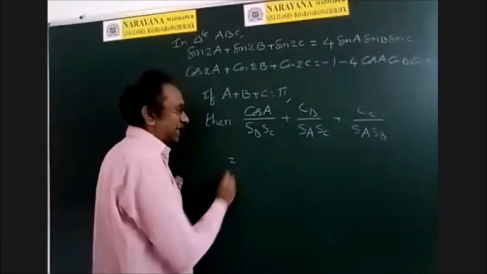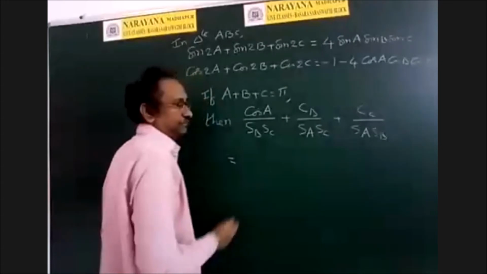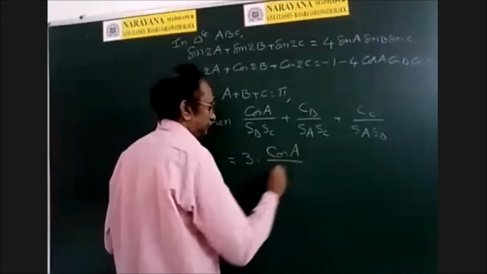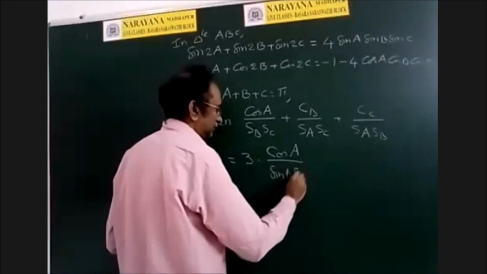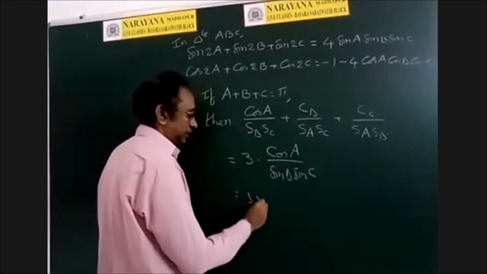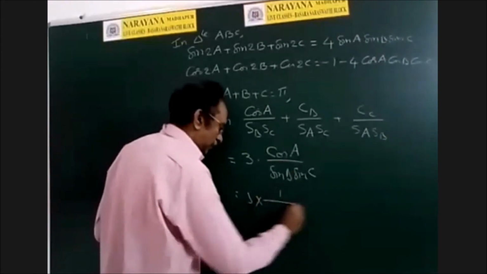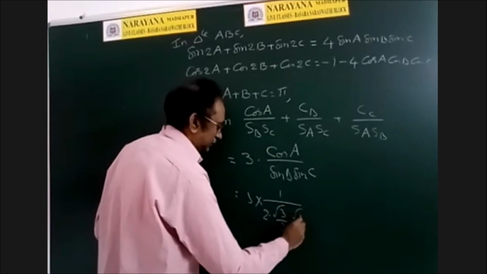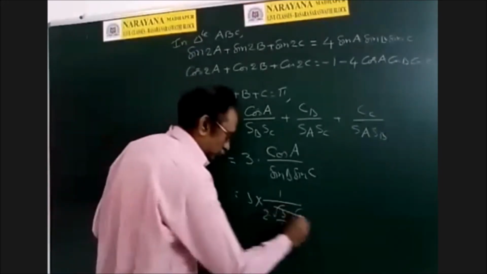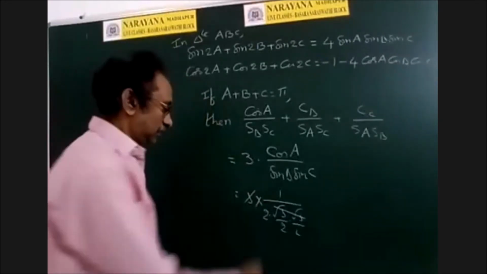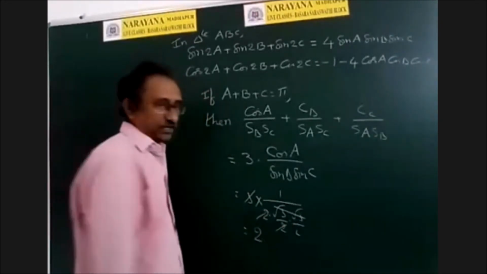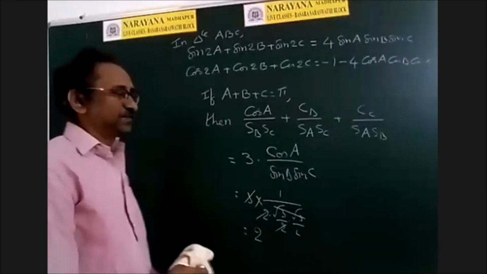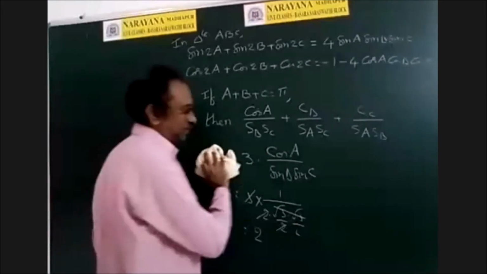So equilateral triangle means these three are equal. Therefore, you will get 3 times cos A by sin B sin C. So all angles are equal. That is equilateral triangle. Cos 60 is 1 by 2, sin 60 is root 3 by 2, sin 60 is root 3 by 2. So root 3 and root 3 cancel, the 1 by 2 is cancelled. So if you reverse that, you will get 2. Okay, so you get the answer just by substitution only. But of course, that is not mathematics.